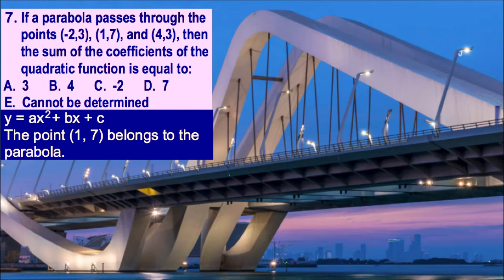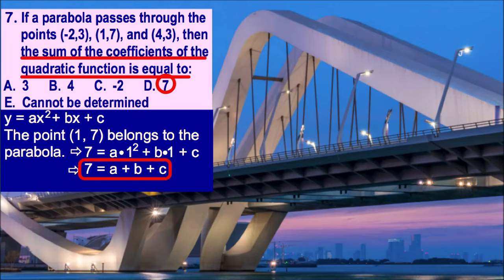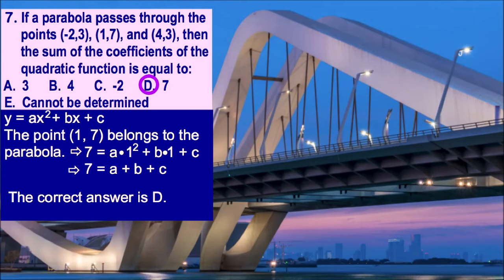The point 1, 7 belongs to the parabola. Thus, we replace our y with 7: 7 equals a times 1 squared plus b times 1 plus c. Thus, 7 equals a plus b plus c. A plus b plus c is the sum of the coefficients of the quadratic function. Thus, we have our answer, 7, D. The correct answer is D.